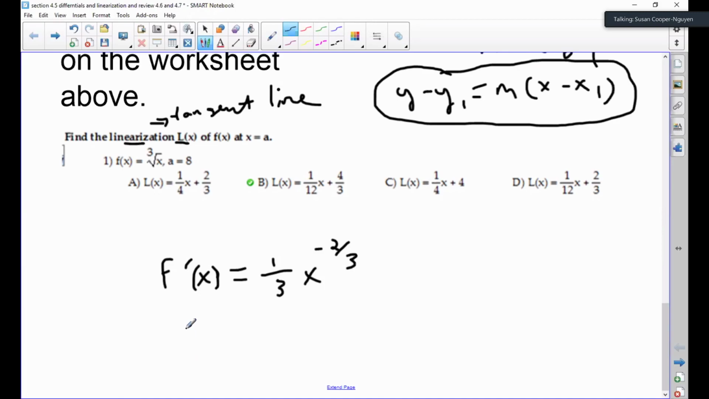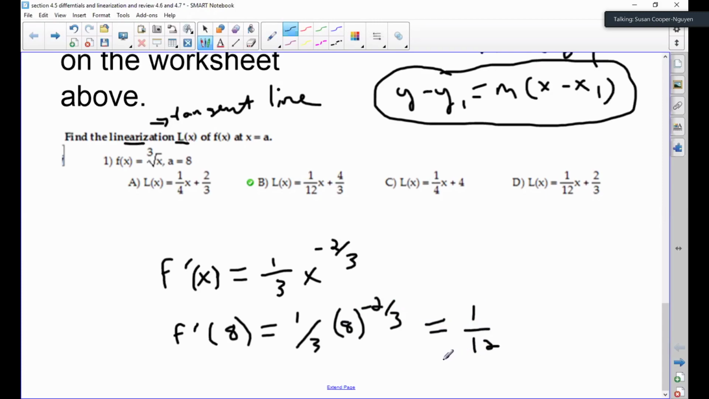We know the slope of the tangent line is just the derivative evaluated at the point, which is a, and they're giving us a equals 8. So we want the slope of the tangent line at 8, long story short. So we're going to go ahead and plug and chug. If you don't like mental math, you can literally type this out on your calculator. But it should come to be 1/12. So you type this out, it'll come to be 1/12.